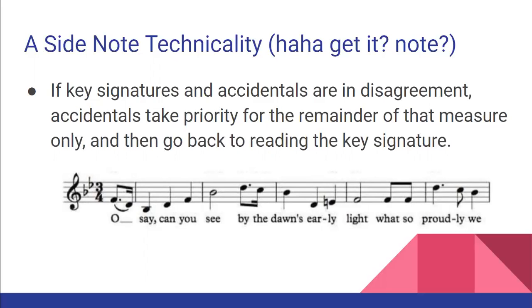So if for some reason the word "proudly" contained an E, that would be flat again, even though there was a natural for "early." So as soon as the measure ends, go back to what the key signature says instead of what the accidental says. These red circles show you that the key signature is on the left and the accidental is on the right.